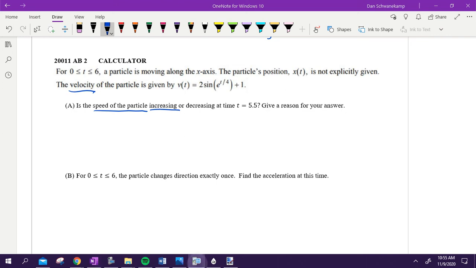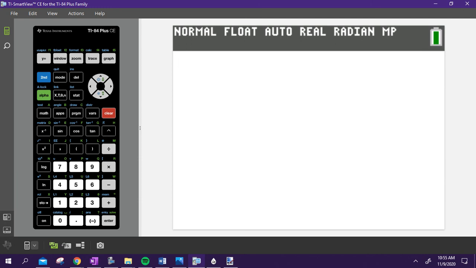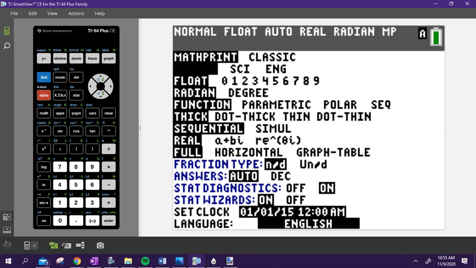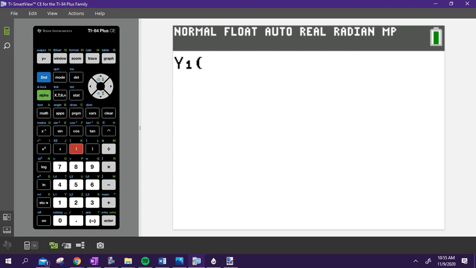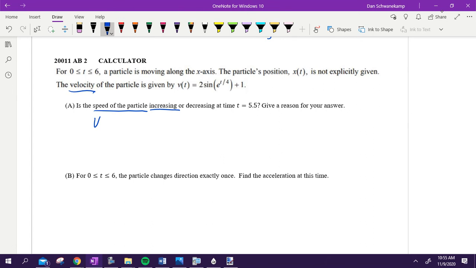So to find the velocity at 5.5 in my calculator, what do I need to do? Plug it in. There's a couple different ways you could do that. I'm going to do it the way I like best, which is alpha F4, Y1. I already graphed it and typed it in. I'm going to plug in the number 5.5. Boom, there's my answer, negative 0.453. So velocity at 5.5 is negative 0.453.